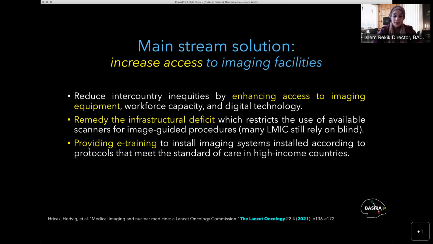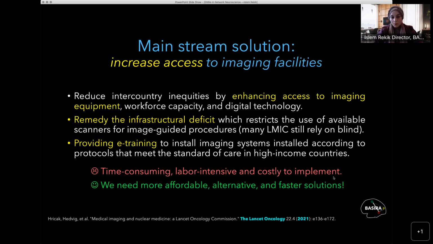So another thing, to increase the access, we need to provide e-training, to install imaging systems, and to have these e-trainings matching the level of expertise in high income countries. So these are basically mainstream solutions. However, they can be time consuming, with expensive devices, scanners, etc. It's labor intensive. You need to train a lot of people, and it's costly to implement.